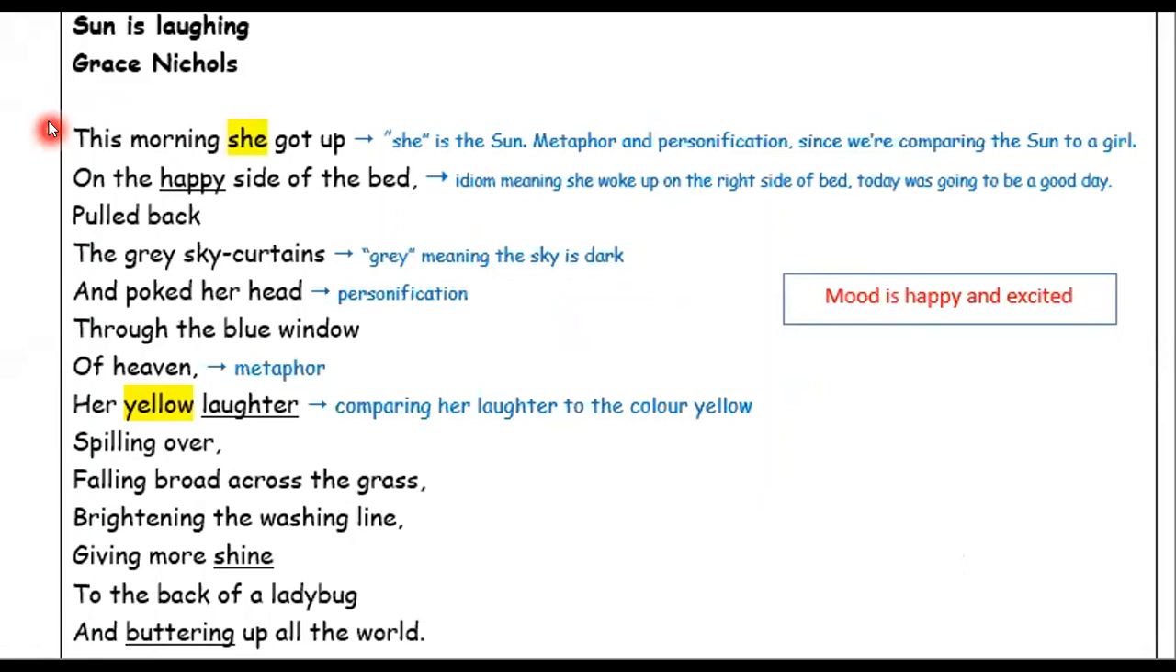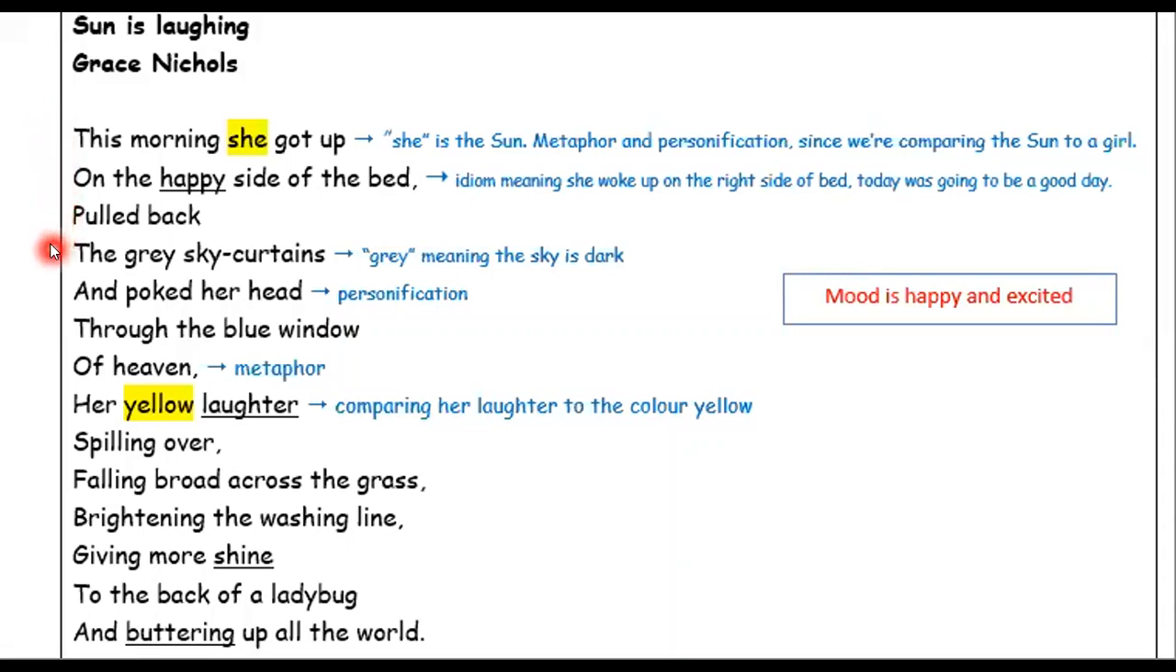It is a metaphor and personification, because when we're calling the sun a girl or a lady, we are giving the sun the qualities of a girl or a lady, right? On the happy side of bed. When you wake up on the wrong side of bed, you're going to have a horrible day. But if you're waking up on the happy side of bed, then you're probably going to have a great unfolding. Pulled back the gray sky curtains.